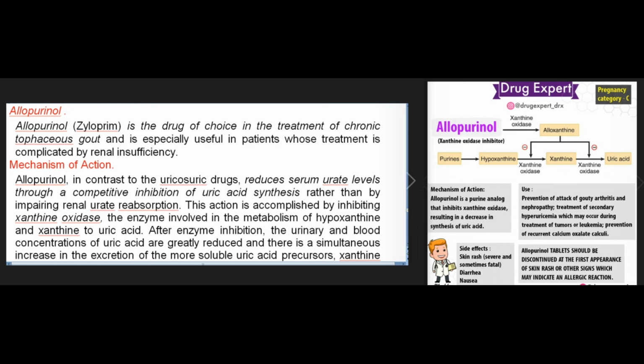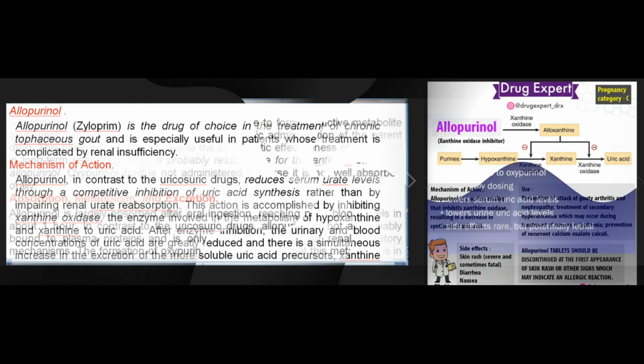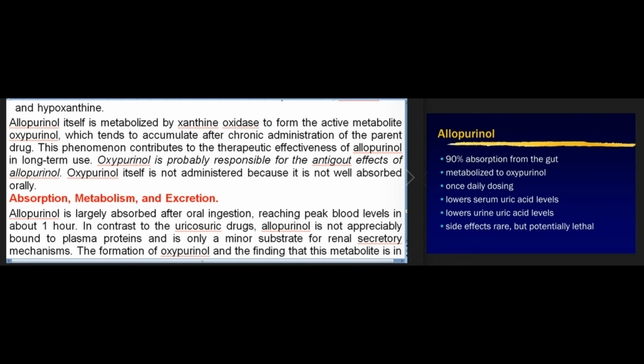After enzyme inhibition, the urinary and blood concentrations of uric acid are greatly reduced and there is a simultaneous increase in the excretion of the more soluble uric acid precursors, xanthine and hypoxanthine. Allopurinol itself is metabolized by xanthine oxidase to form the active metabolite oxypurinol, which tends to accumulate after chronic administration of the parent drug. This phenomenon contributes to the therapeutic effectiveness of allopurinol in long-term use.